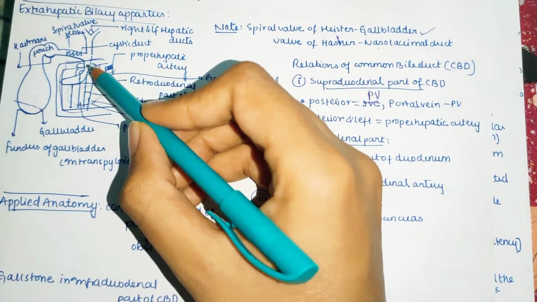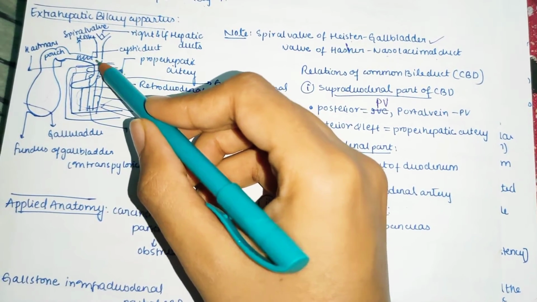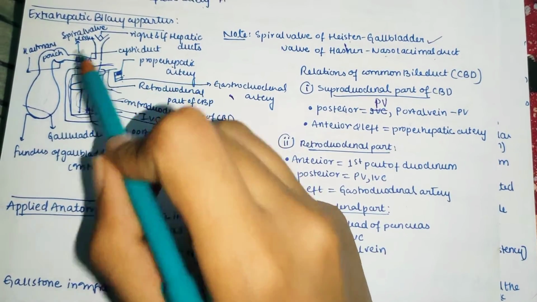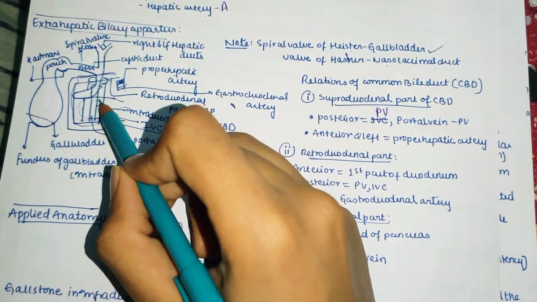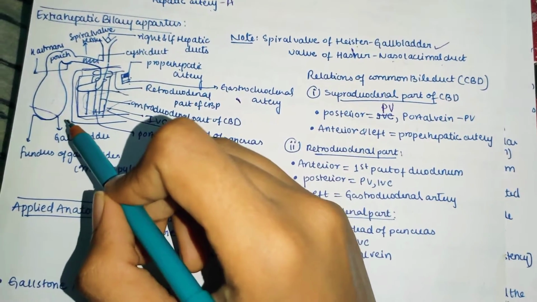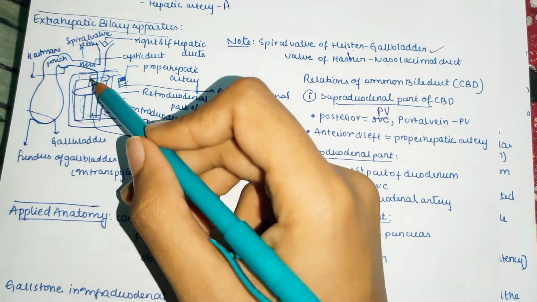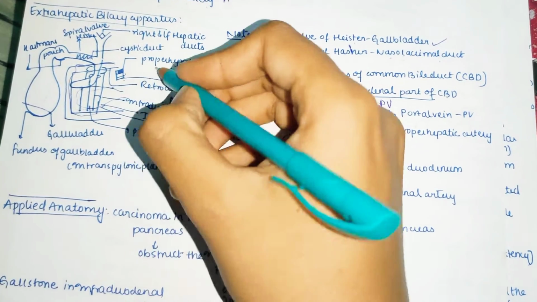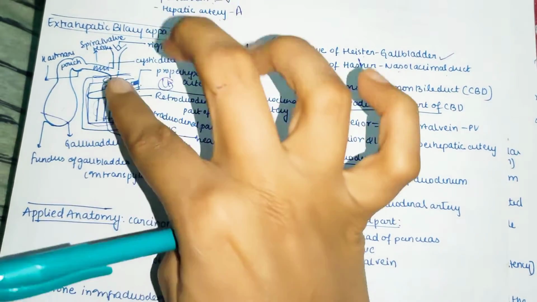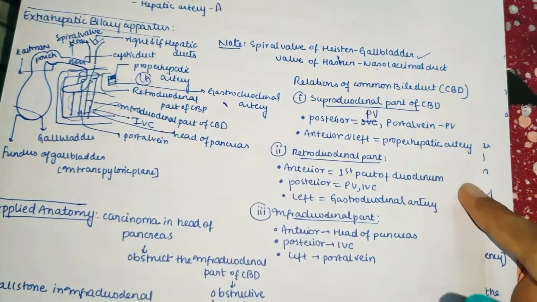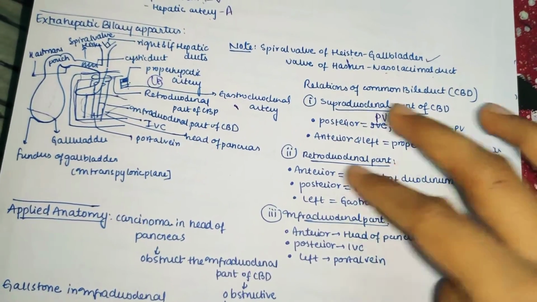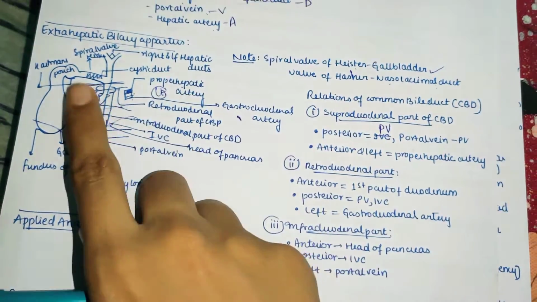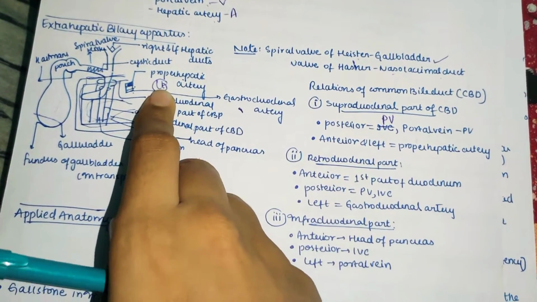Supraduodenal part means this is the duodenum, above it. Supraduodenal part of the common bile duct. Posteriorly it will have the portal vein. This is the portal vein posteriorly, and anteriorly and to the left there is the proper hepatic artery. Okay, so very simple: supraduodenal part, posteriorly portal vein, anteriorly to the left, proper hepatic artery.